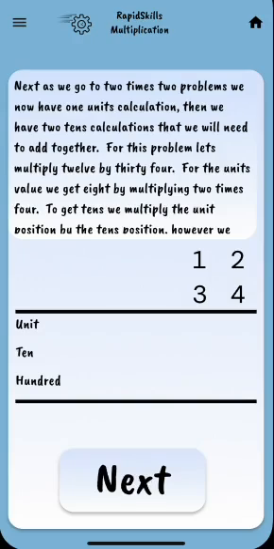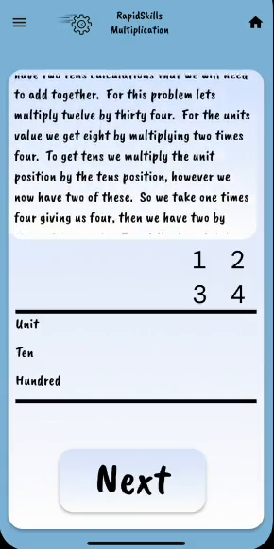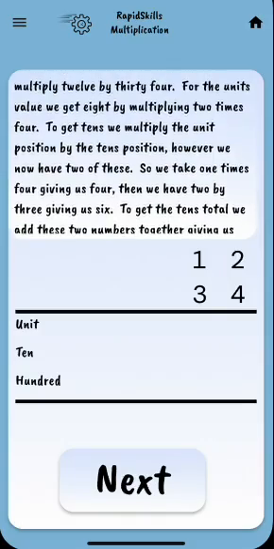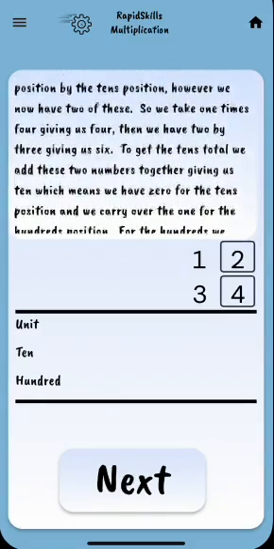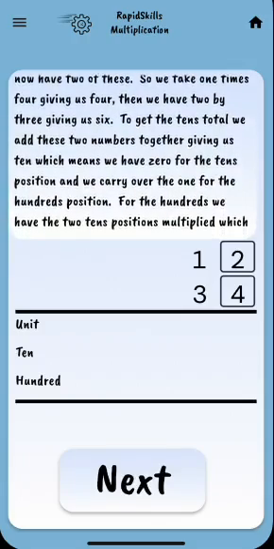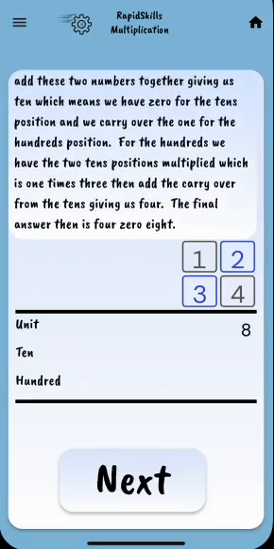Next, as we go to 2 times 2 problems, we now have 1 units calculation. Then we have 2 tens calculations that we will need to add together. For this problem, let's multiply 12 by 34. For the units value, we get 8 by multiplying 2 times 4. To get tens, we multiply the units position by the tens position. However, we now have 2 of these. So we take 1 times 4, giving us 4. Then we have 2 by 3, giving us 6.